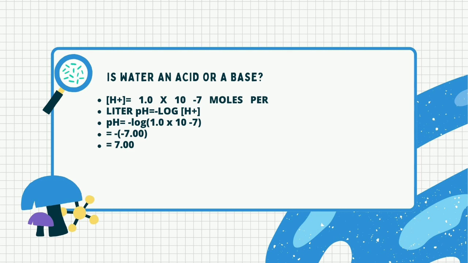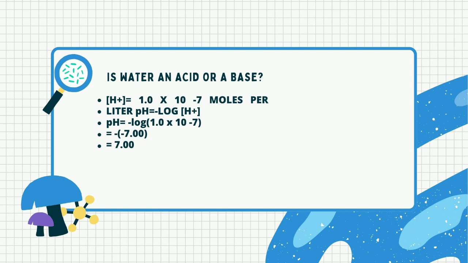The concentration of H plus is equal to 1.0 times 10 raised to the power of negative 7 moles per liter.